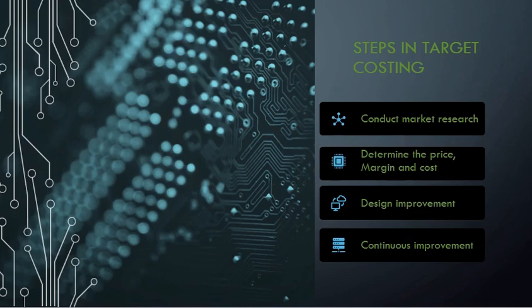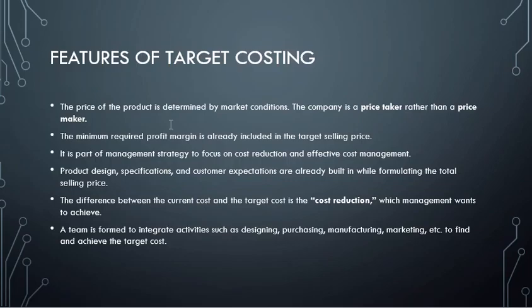So the next topic we are going to discuss is features of target costing. So whatever we have learned till now will be your features. That is, the price of the product is determined by the market conditions. The company is a price taker rather than a price maker. So as you all know, the decision of the price will be made by the customers. Based on their decision or their suggestions, the company will decide the price.